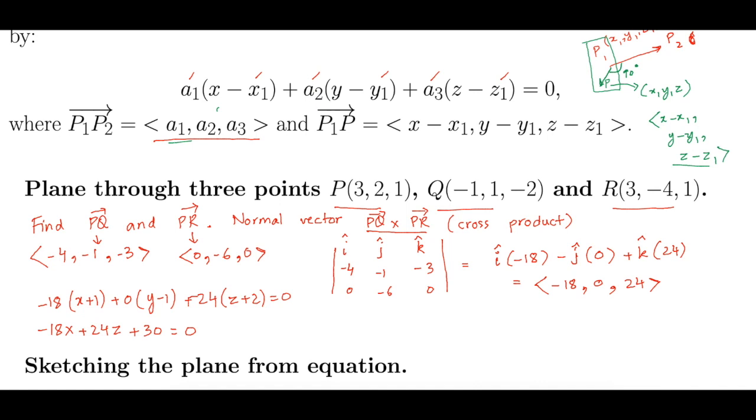Now let's choose the point as P. Then we'll get minus 18 (x minus 3) plus 0 (y minus 2) plus 24 (z minus 1). So then you will get minus 18x plus 24z, and then this is plus 54, this is minus 24, so we'll get plus 30. This is equal to 0. So you'll get the same equation, so it's always unique.